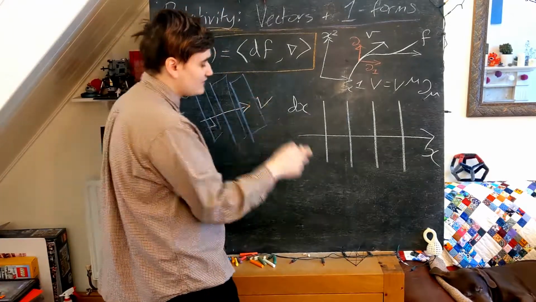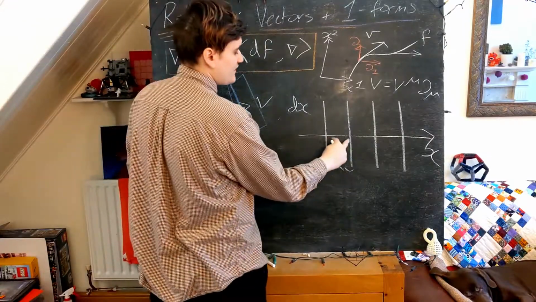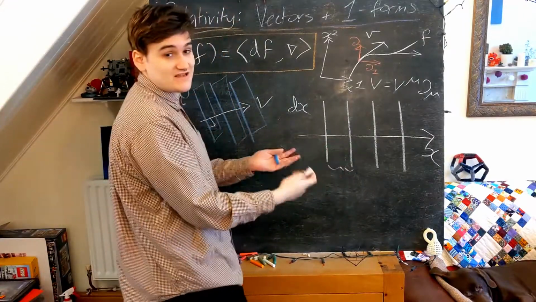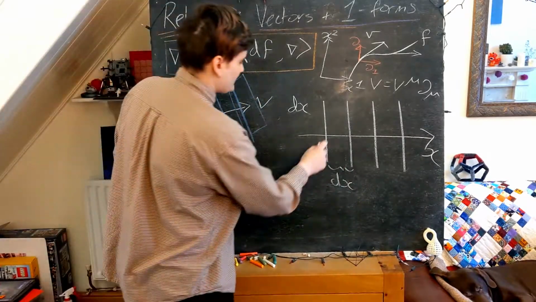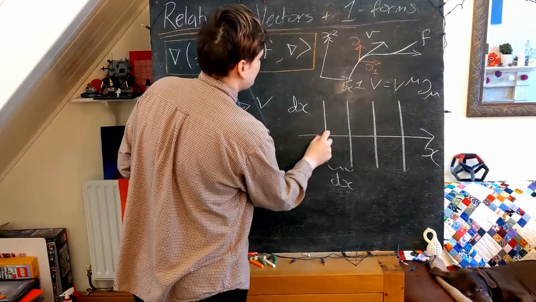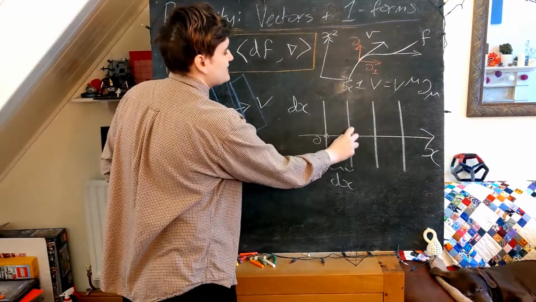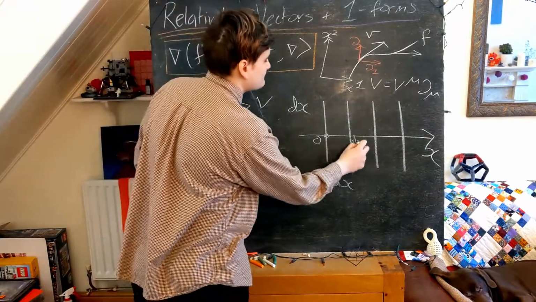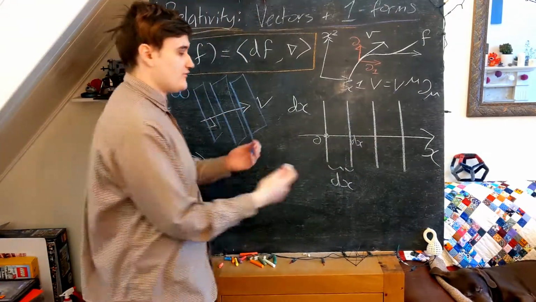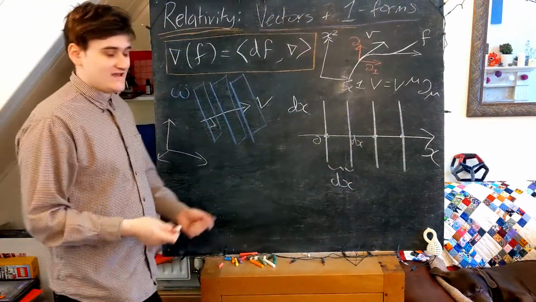Well, essentially we mean the coordinate separation between these two sheets is going to be dx. So this is the point 0, then this first sheet is going to be at the point essentially dx, and then so on. If we're at the point x, this is the point x plus dx.